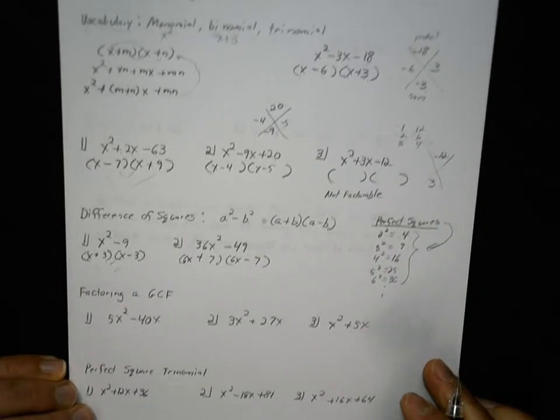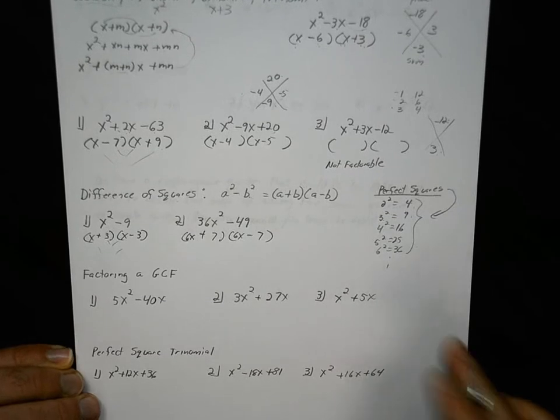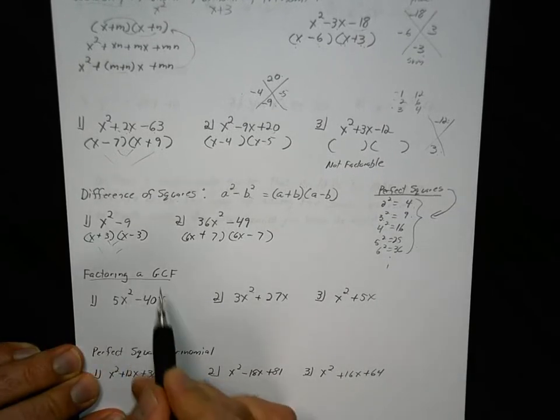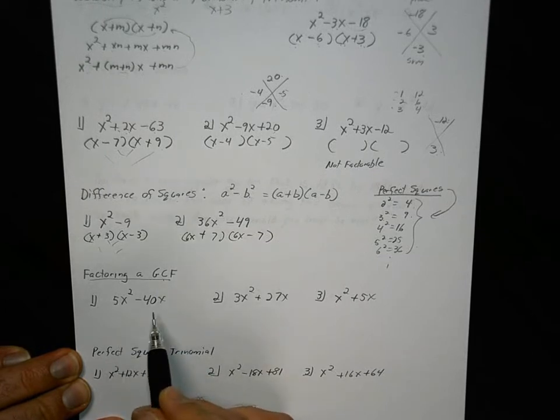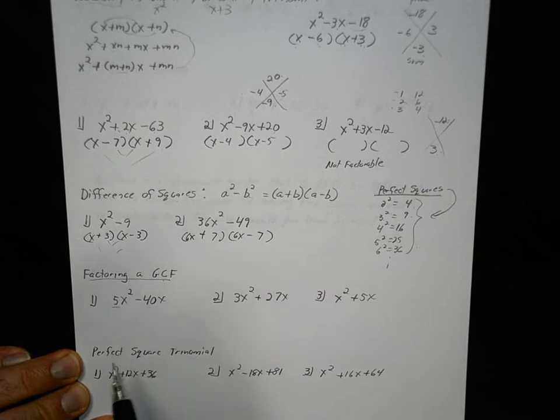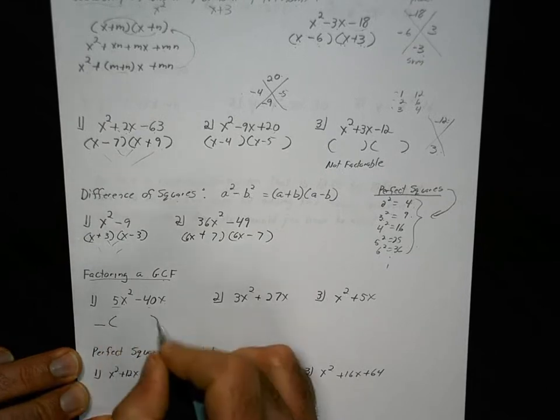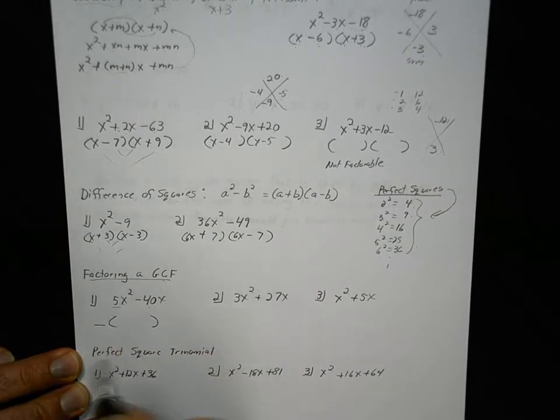Okay. Factoring a greatest common factor. This is actually the first thing you should always look for when you factor. A greatest common factor is something that's common in both terms that we can just factor out right away. Okay, so what goes into 5 and 40? Well, 5 does. And there's also an x in both terms, so I can factor it like this, kind of like the opposite of the distributive property.